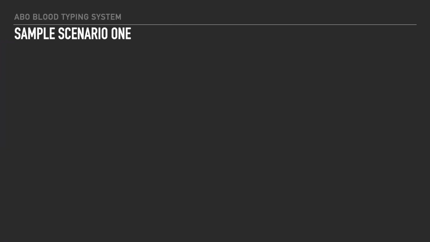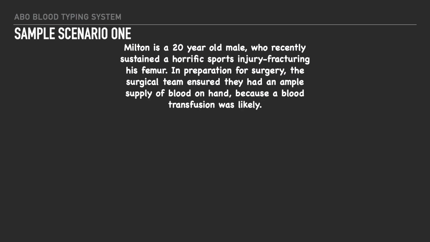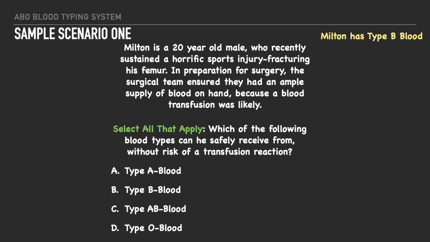So let's look at an example together. Milton is a 20-year-old male who recently sustained a horrific sports injury, fracturing his femur. In preparation for surgery, the surgical team ensured they had an ample supply of blood on hand because a blood transfusion was likely. So let's assume that Milton has type B blood. So here's the question. Which of the following blood types can he safely receive from without the risk of a transfusion reaction? So feel free to pause the video and, utilizing the information we've discussed, determine which type of blood Milton could receive.